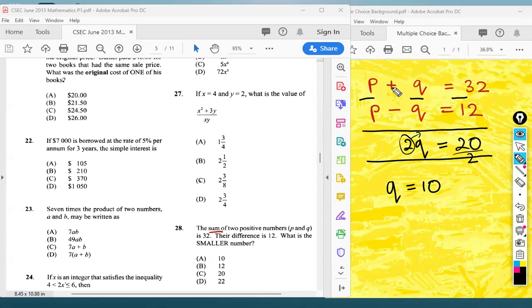We go to any one of these equations. Like if we know Q is 10, when you throw across positive 10, you will get minus 10. So P is how much? 12. So what's the smaller number here? A, which is 10. Right? It was just a simultaneous equation.